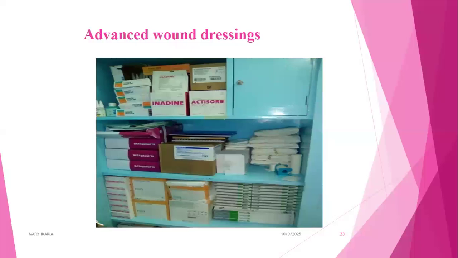So as you can see in that diagram, up there we have Inadine, and we have Actisorb. Inadine is a dressing impregnated with iodine. Actisorb is a charcoal impregnated dressing. It has silver, so it will help as an antimicrobial dressing, and also it will take care of odor.